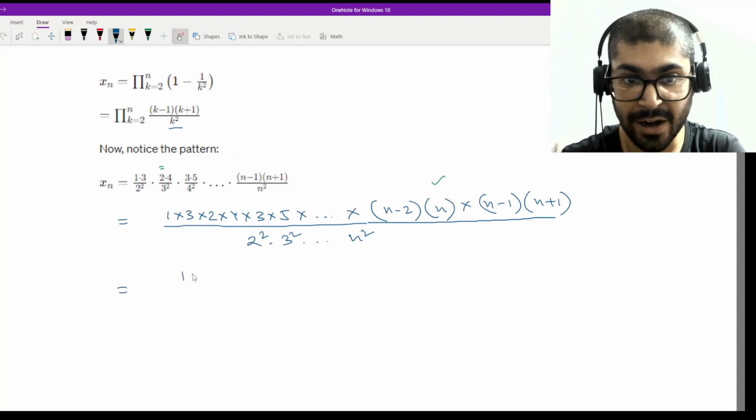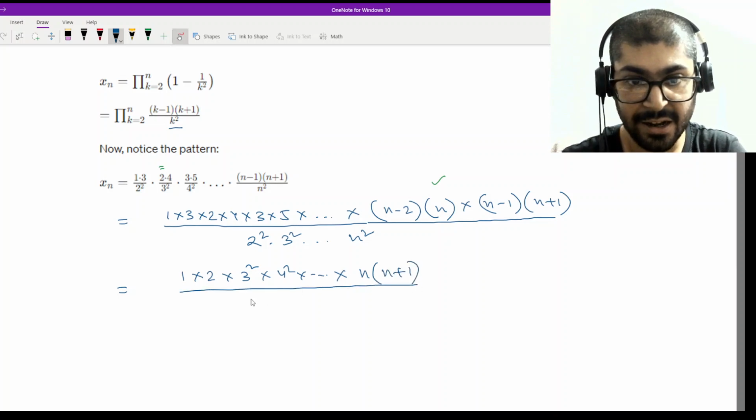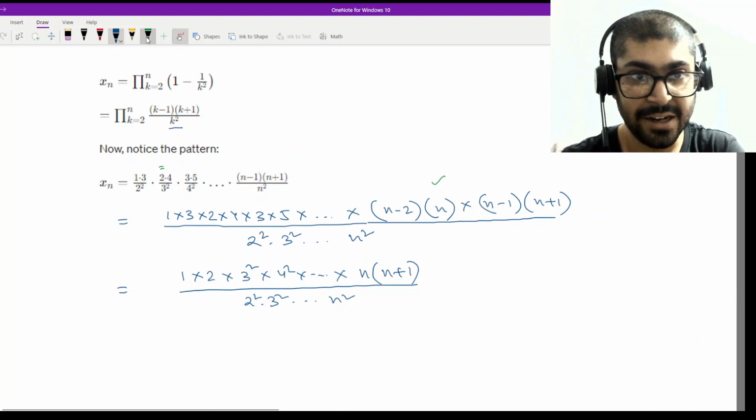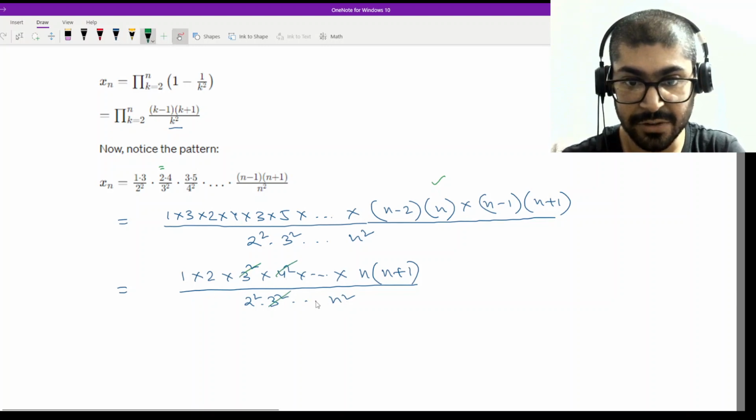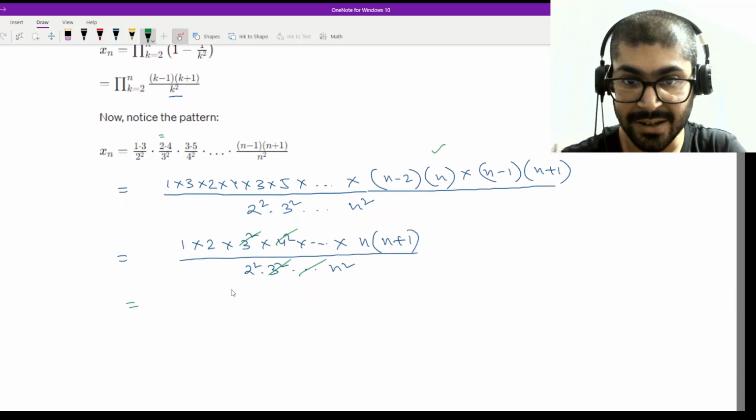So I can write this as 1 into 2 into 3 square into 4 square into dot dot dot, let it go till n into n plus 1, right? And then in the denominator I'll have 2 square into 3 square into dot dot dot n square. Now all of the intermediate squares will cancel out because of the reason that I just told you, so these will all cancel out, and I'll be left with n into n plus 1 divided by 2 into n.